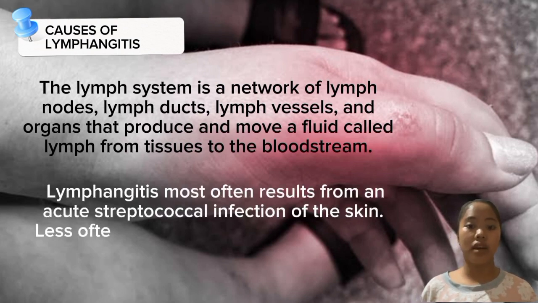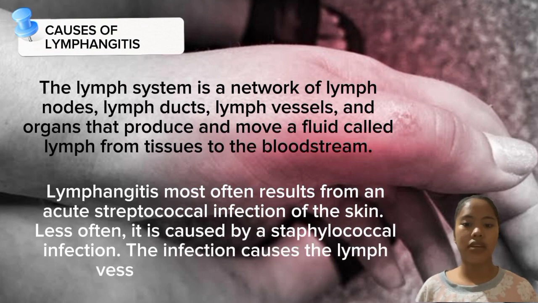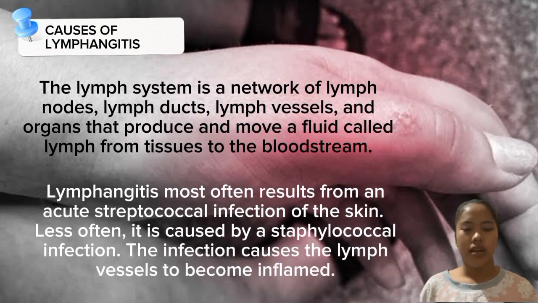Lymphangitis most often results from an acute streptococcal infection of the skin. Less often, it is caused by a staphylococcal infection. The infection causes the lymph vessels to become inflamed. Lymphangitis may be a sign that a skin or soft tissue infection is getting worse. The bacteria can spread further into the blood and cause life-threatening problems.